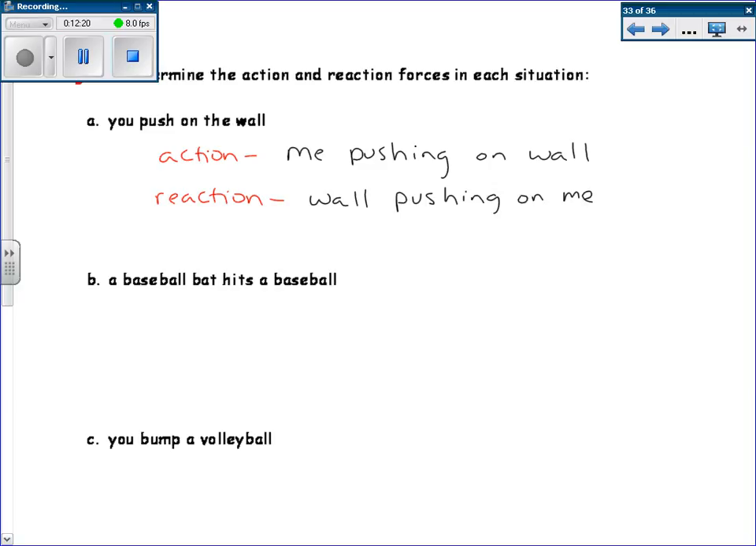What you do is just call one thing A and one thing B. One will be the force of A on B, and the other one is going to be the force of B on A, which is the exact opposite.